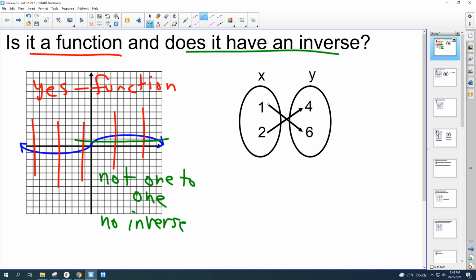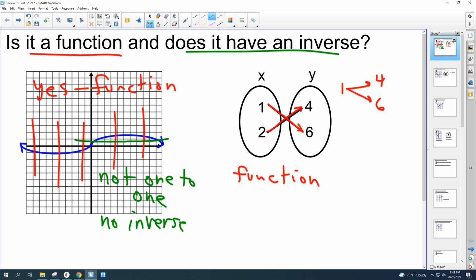Well, each x has to go to 1 y. I look at it as you plug in x, you get 6. You plug in 2, you get 4. That's cool. That's a function. When it wouldn't be a function is if your 1 split and went to 4 and to 6. That would be bad. I plug in 1, I get 4. You plug in 1, you get 6. That's bad news. That would not be a function. That's not what we have here.